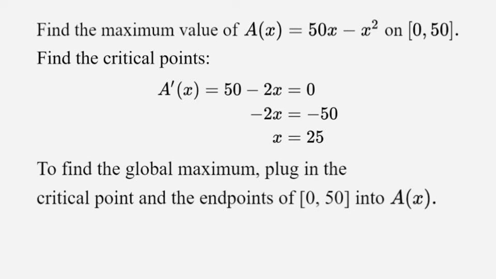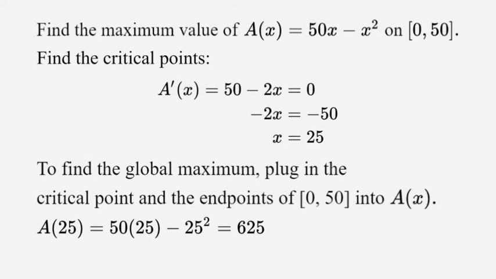And to find the global maximum, we're going to take this value of 25, and we're going to take the endpoints of the interval, that being 0 and 50, and plug all three of those values into the function A of x. And we're not plugging these into the derivative function, we're plugging these into the function for the area, because that's what we're actually trying to maximize here.